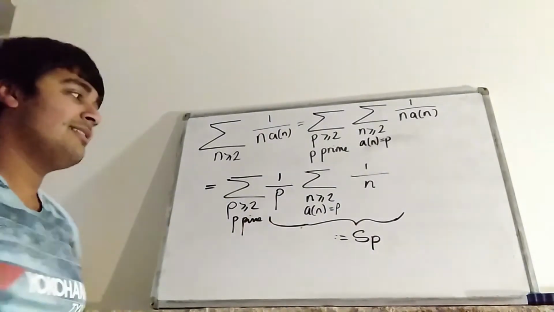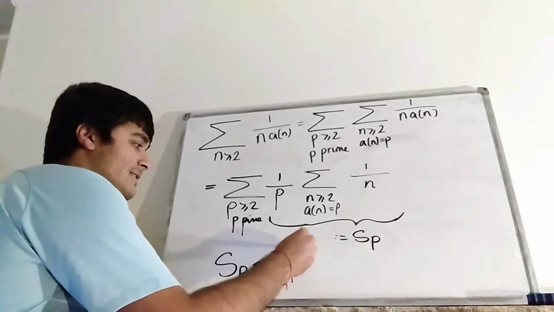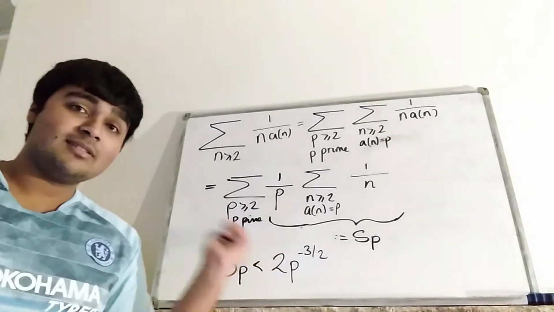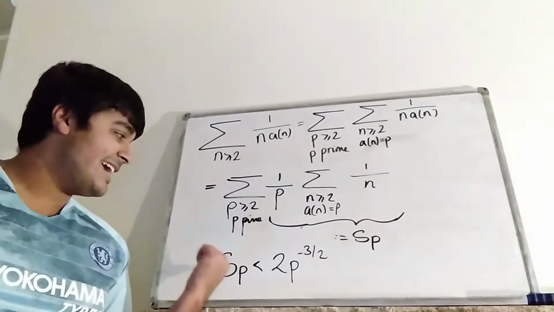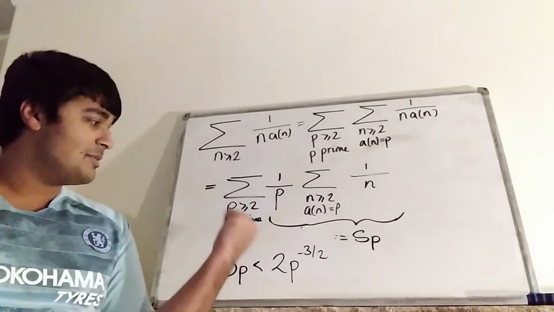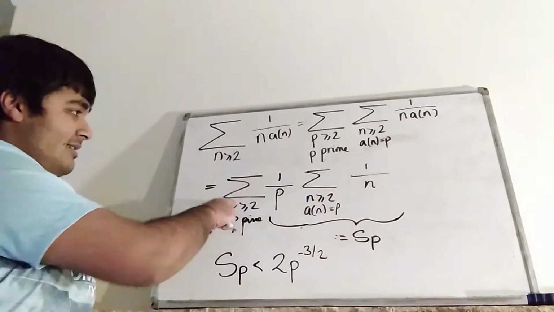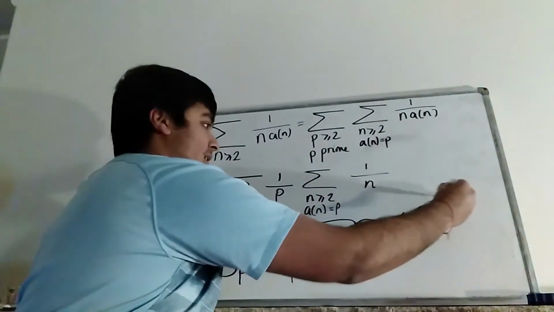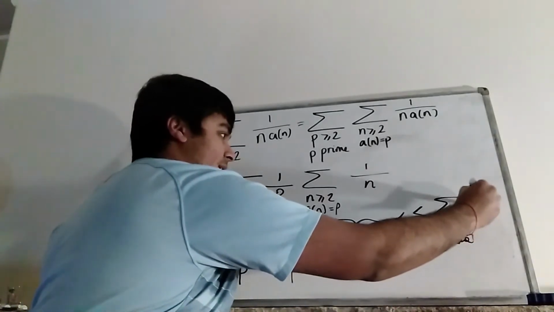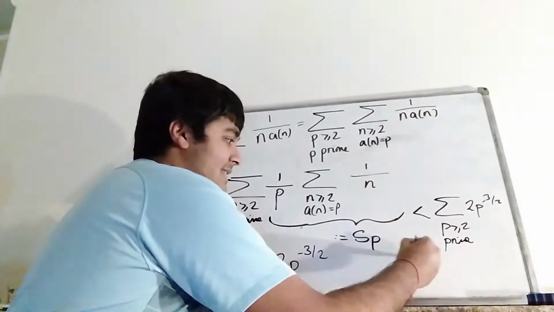And now I claim that s_p is less than 2 times p to the minus 3 over 2. It seems a bit rogue, but you'll see where this comes from in just a second. The thing I want to point out is that if I can prove that s_p is less than 2p to the minus 3 over 2 for all prime numbers p, then this summation is going to be less than the sum over p greater than or equal to 2, p prime, of 2p to the minus 3 over 2.